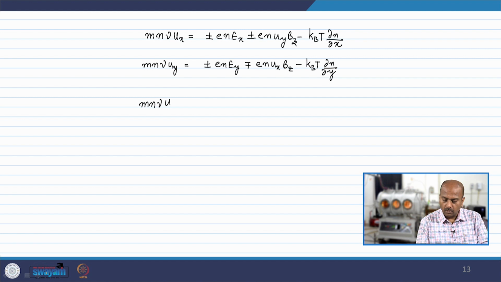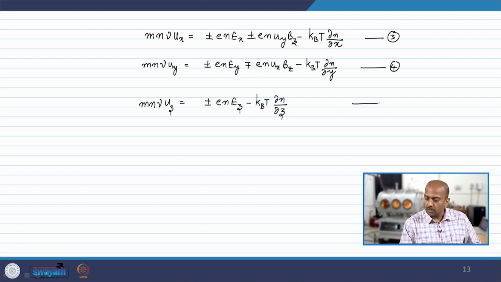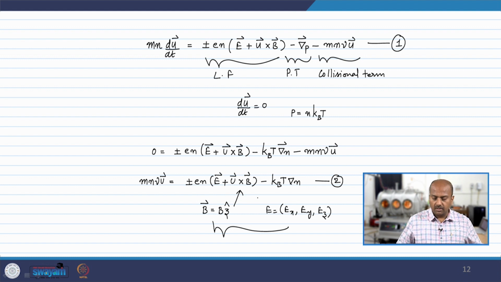M n nu Uz is equal to plus minus en Ez minus kBT dou n by dou z. So, we call these 3, 4 and 5. Okay. I hope there is no confusion in this. So, we have just expanded this E plus U cross B and written 3 component equations, and along each direction I have taken the equivalent term which appears in the gradient of the concentration, right.